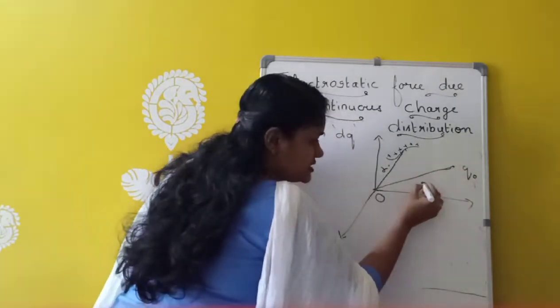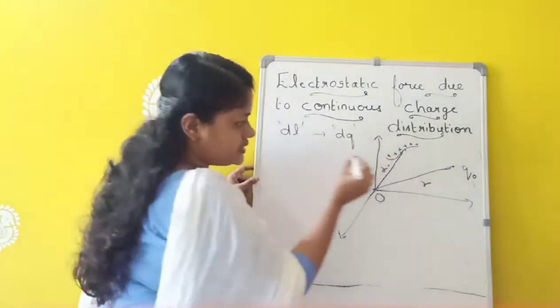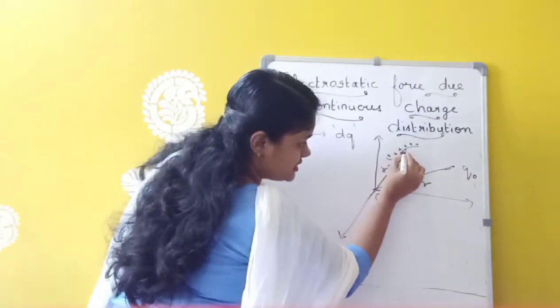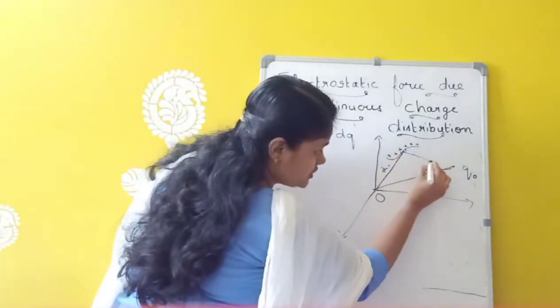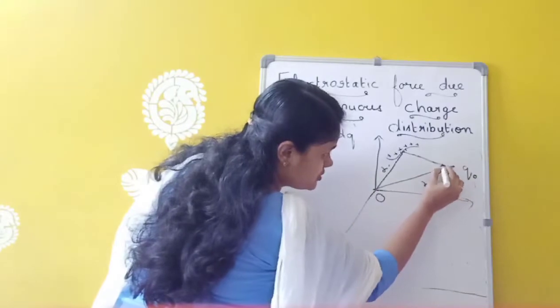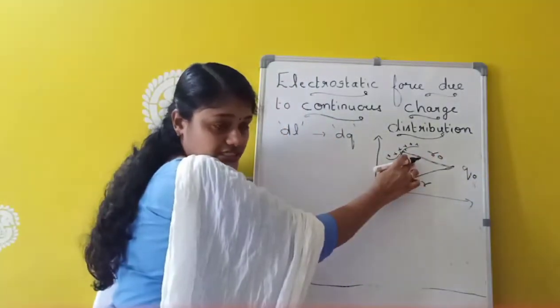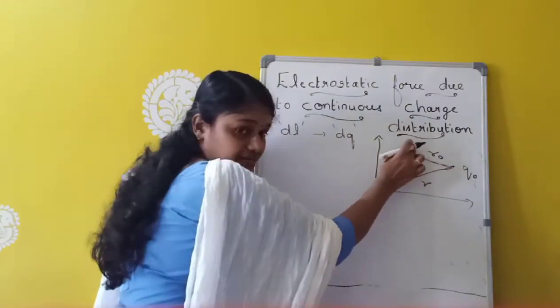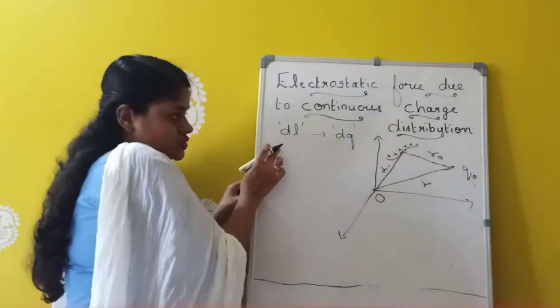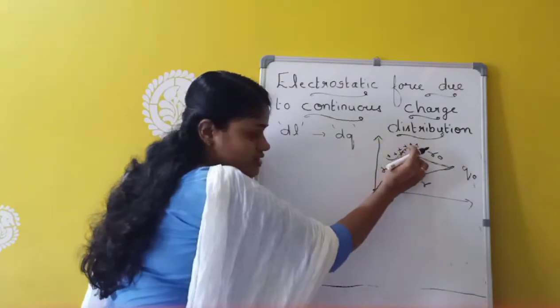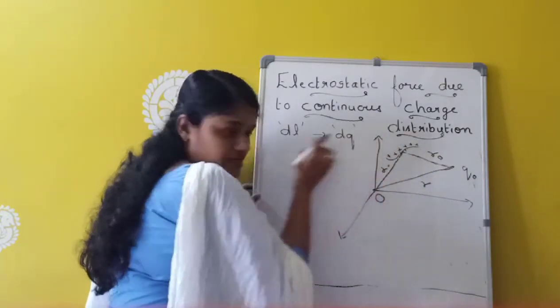So this charge is at a distance r from the origin, and this distance, from this linear charge distribution to this charge q0, this much distance I am taking as r0. So r0 is the distance between q0 and this linear conductor. Okay, so I told you this dl is a small element of the conductor having charge dq.